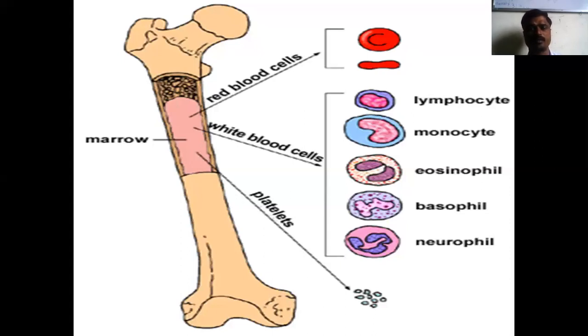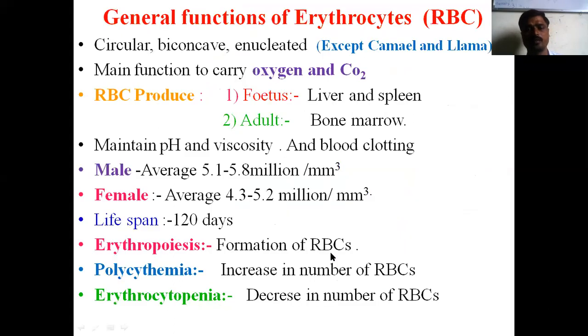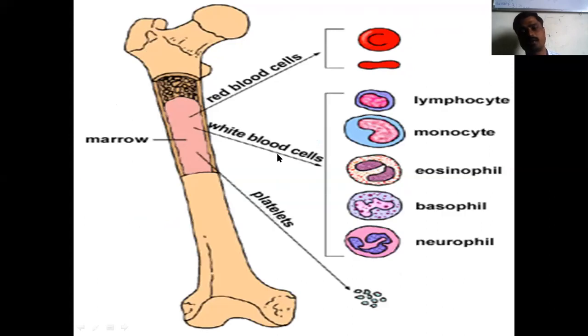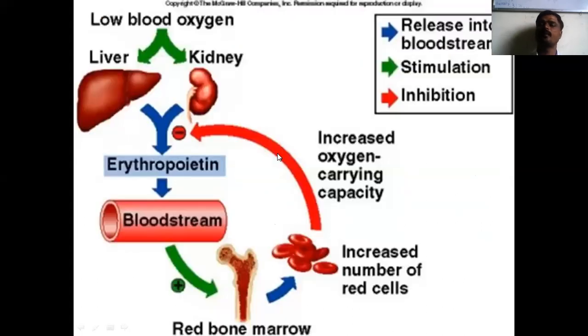Recall your memory: in the fetal condition, RBC is produced by the liver and spleen, and in the adult case, by the bone marrow. That means in the fetal case, RBC or WBC are formed from the liver and spleen, and in the adult case it is from the bone marrow. So we come to the point that in the adult case the WBC is produced from the bone marrow.